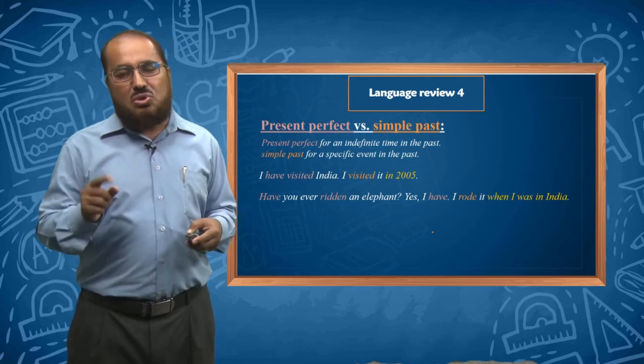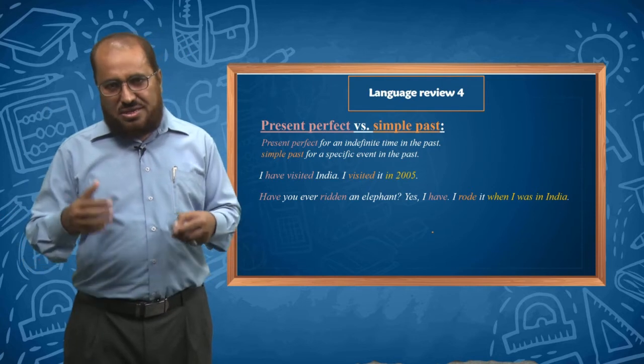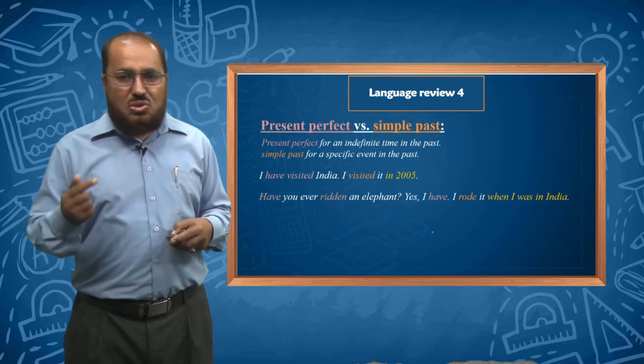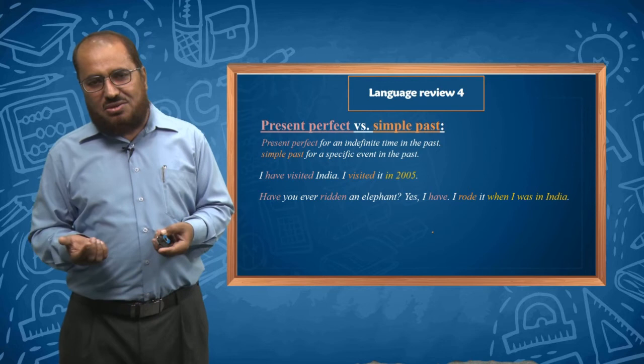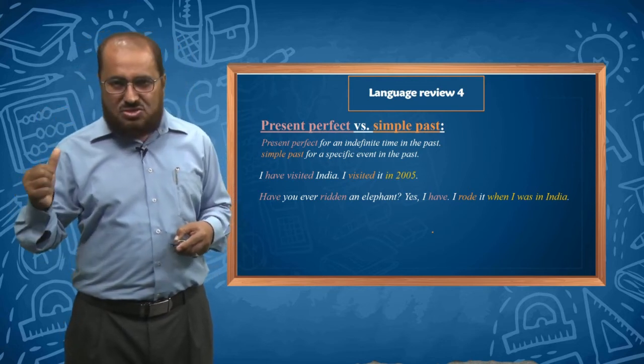Here, I rode it when I was in India. There in India, you can ride an elephant. Okay? I rode it, not I have ridden it. Why? Because when I was in India, this is a past state, past time.